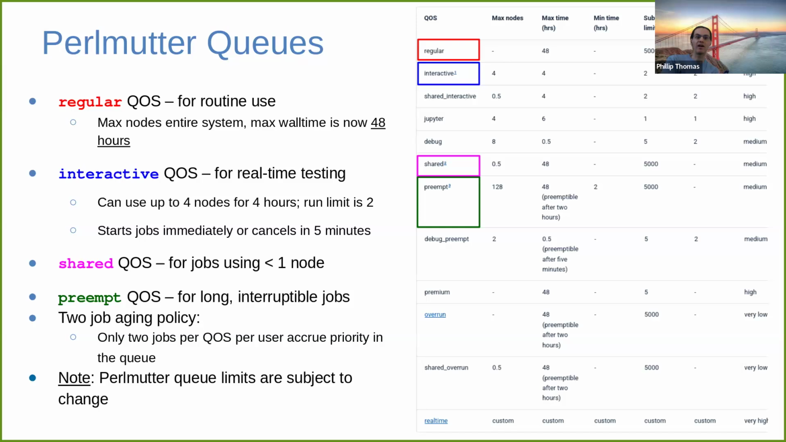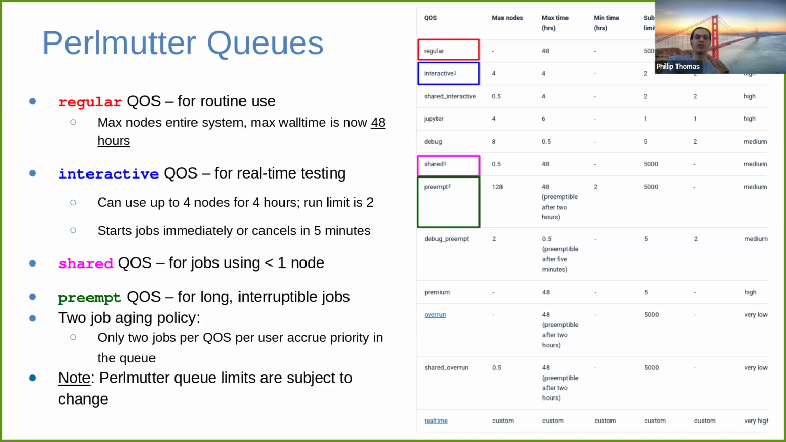2 more things to point out is, first, when you submit multiple jobs into the queue, only 2 of them are aging in priority at a time. So if you have a large number of jobs to run, then it may be useful to bundle jobs into a single job script, and I have some examples to demonstrate that in slides to come.